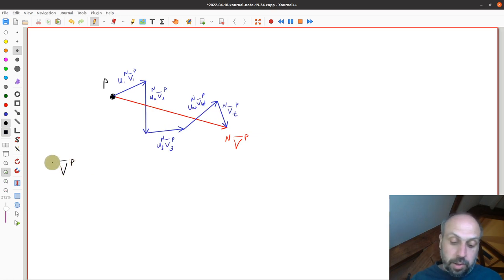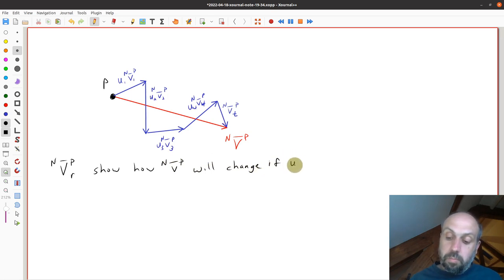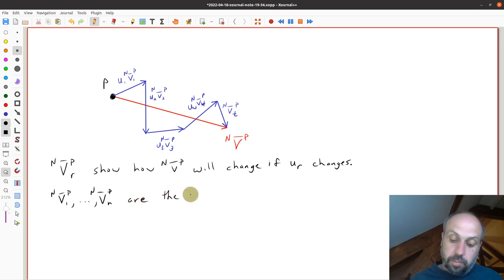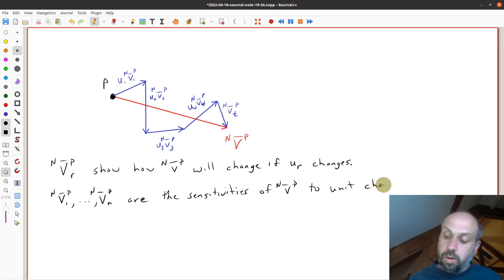So these partial velocities show how the velocity of P in N will change if the associated generalized speed u_r changes. You can think of these partial velocities as the sensitivities of that particular velocity vector to unit changes in the generalized speeds.